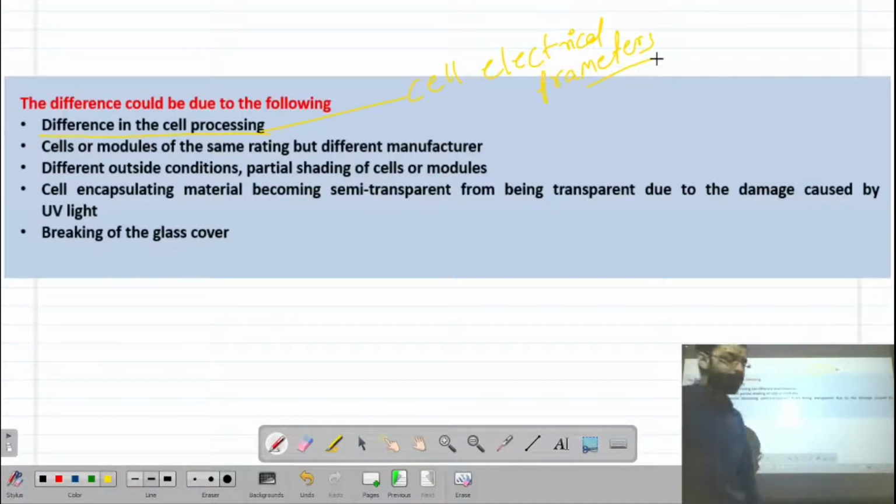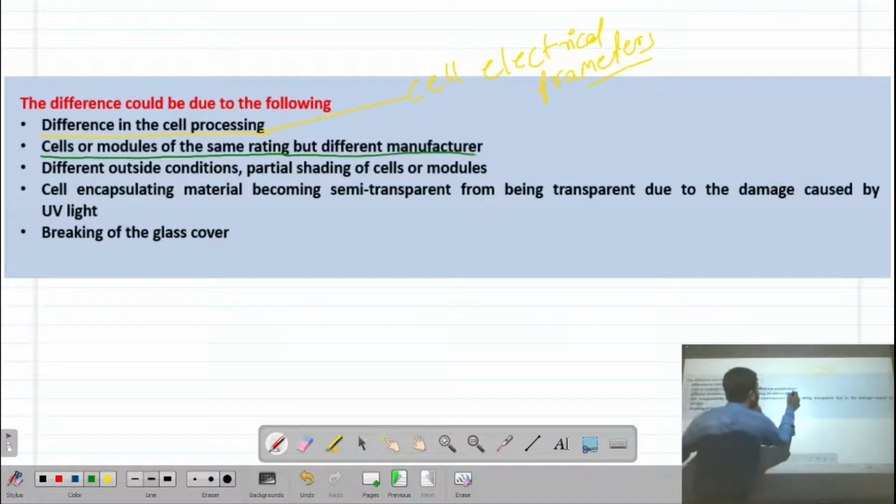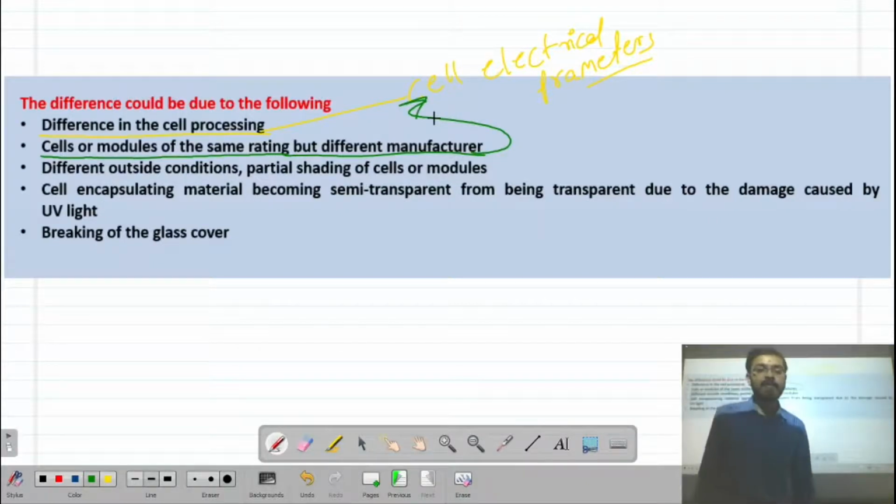The second one is if you use cells or modules of the same rating but from different manufacturers. If you select cells or modules with the same rating but they are from different manufacturers, then different manufacturers may have a slight variation in their manufacturing production process, right? So due to that variation in the process, again they will have variations in the electrical parameters of solar cells, right?